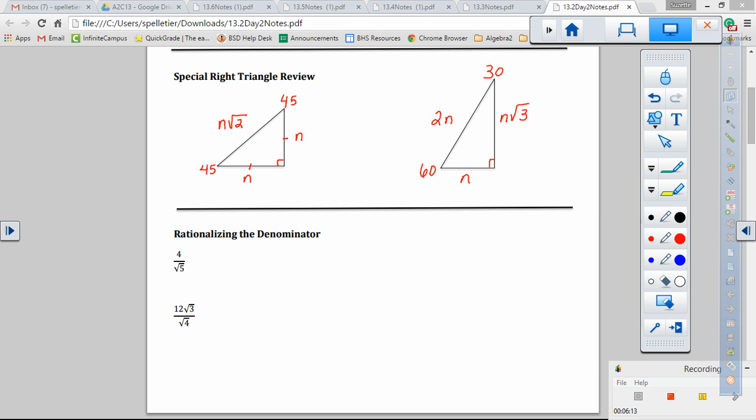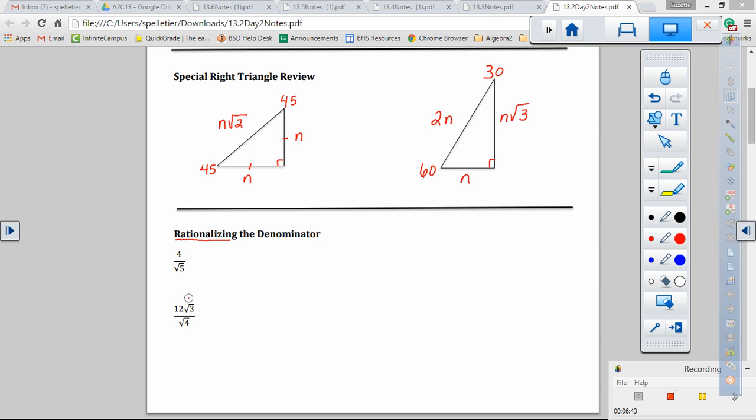So we're going to do a little practice, kind of solving for missing sides of these triangles by using these relationships. But before we do that, let's also review rationalizing the denominator, because we know that the denominator needs to be a rational number. So right now, the denominators are irrational numbers. So we have square root of 5 and square root of 4. We're not allowed to have those, so we need to rationalize the denominator, okay?